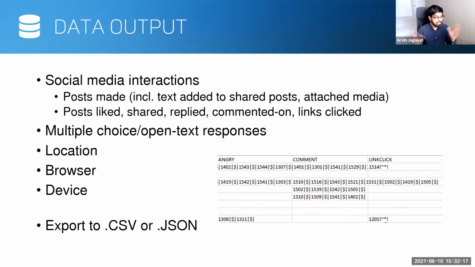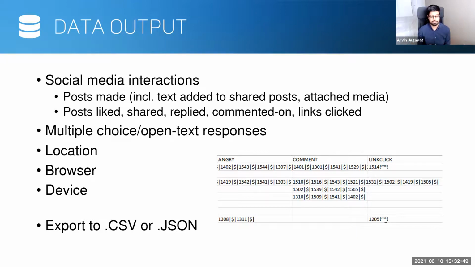Okay, and then the data. Social media interactions pretty much all get output. So all the posts that they make, if they share a post and add a comment, or if they just share a post, if they attach media, so they post and attach a selfie, all collected. Posts that they like, share, reply to, commented on, click the links of, all collected. Whatever they wrote in their open text responses, multiple choice, all this kind of stuff is available and output to a spreadsheet, as well as in JSON format.